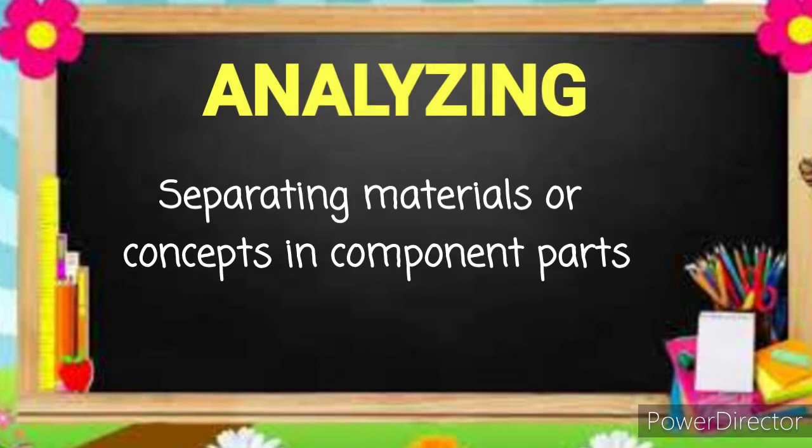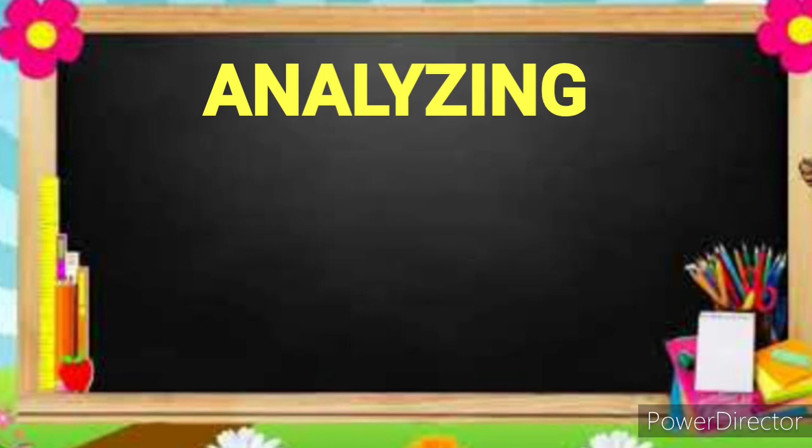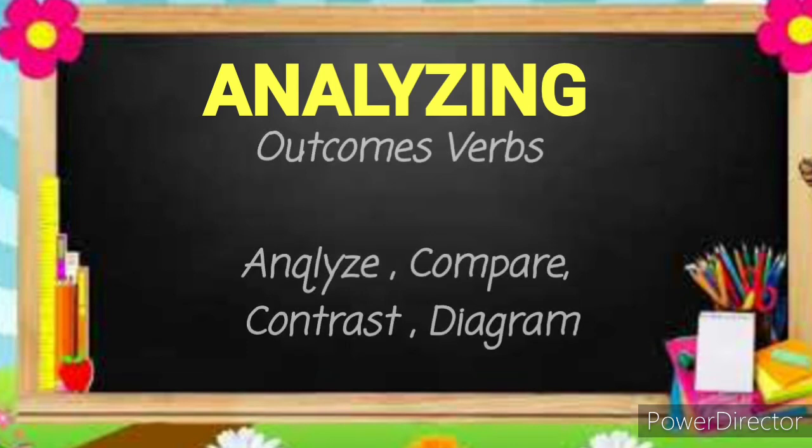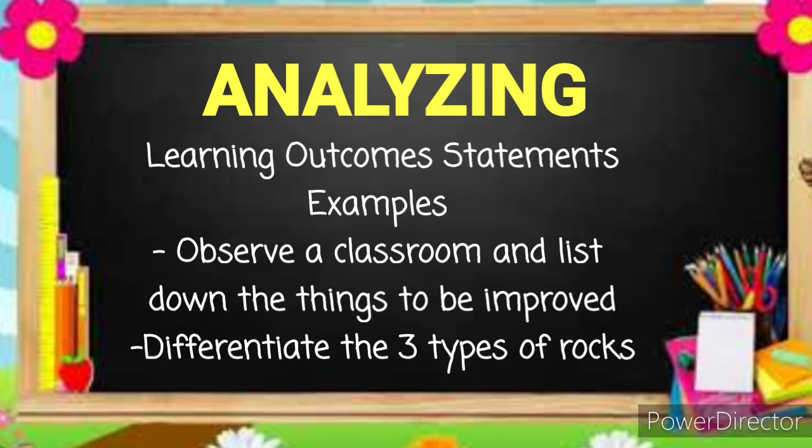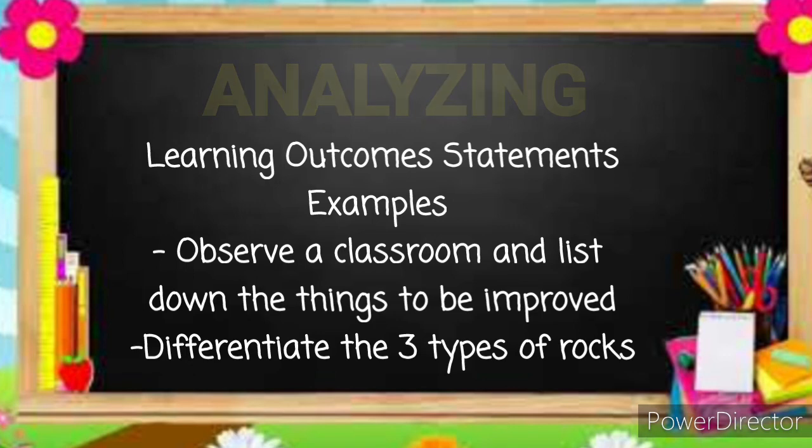The analyzing level is where students use their own judgment to begin analyzing the knowledge they have learned. At this point, they begin understanding the underlying structure of knowledge and are also able to distinguish between fact and opinion. The outcome verbs of this level are analyze, compare, contrast, diagram, and so on. The learning outcome statements or examples are: observe a classroom and list down the things to be improved, and differentiate the three types of rocks.